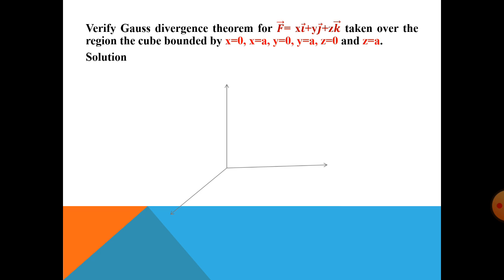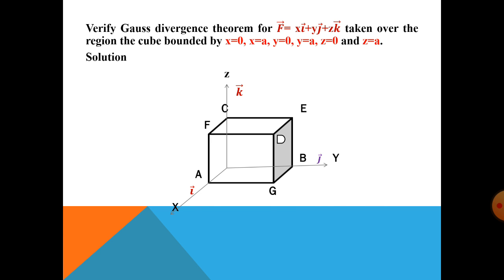Let's see a problem over here. Verify Gauss divergence theorem for f vector equal to xi vector plus yj vector plus zk vector taken over the region, the cube bounded by x equal to 0, x equal to a, y equal to 0, y equal to a, z equal to 0 and z equal to a. Given that it is a cube.